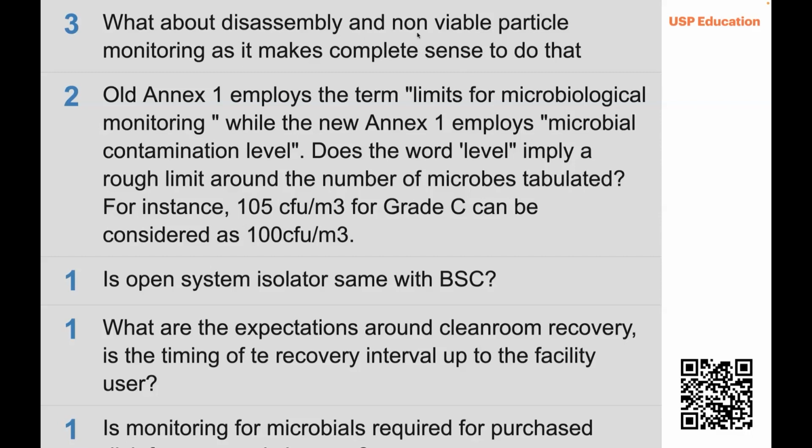I think this is one of the things you make very clear in your CCS: yes, you are not going to be doing this during disassembly. Maybe you will do it after the disassembly is over, mostly just to make sure, okay, what does my clean room look like? Did I contaminate my clean room during disassembly or such? But like I said, that's what that contamination control strategy is for.